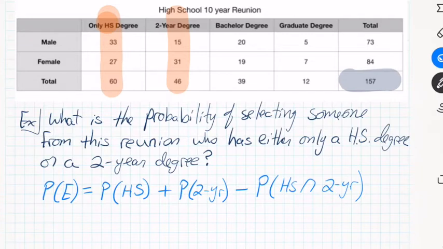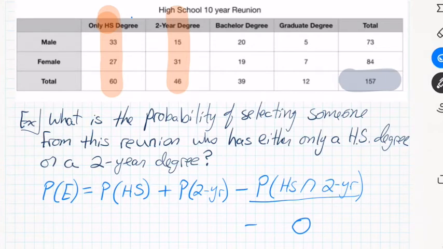So the first thing I want to deal with is the intersection. Notice these 2 orange lines don't even meet. So we're treating this as in, if you only have a high school degree, you do not have a 2-year degree. And if you have a 2-year degree, you're not going to also be in that group of only high school degrees. So this probability here is going to be 0. So these events are, I'm sorry, are mutually exclusive.